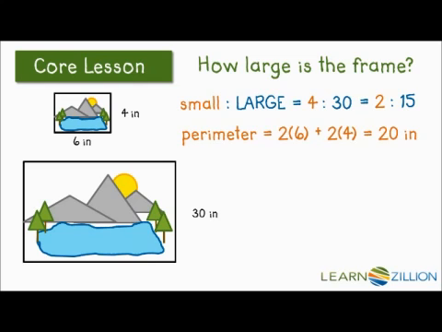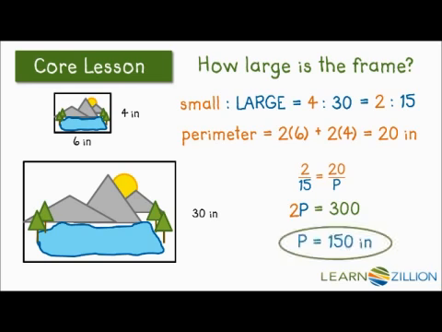We know that the ratio of perimeters is the same as the ratio of sides, so 2 to 15 is the ratio of small perimeter to large perimeter. We're using cross-multiplying again. 2 times P, the extremes, equals 15 times 20, the means, which is 300, and we can solve for P, which is 150 inches. That tells us we would need 150 inches of framing material to frame our poster.